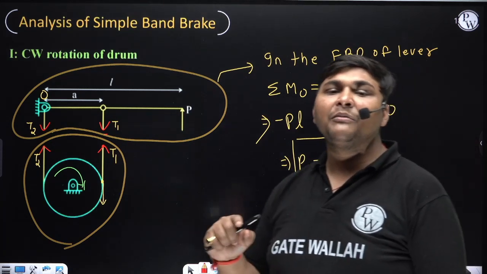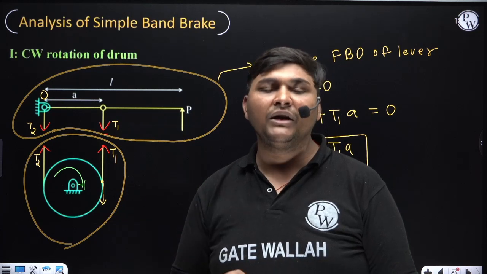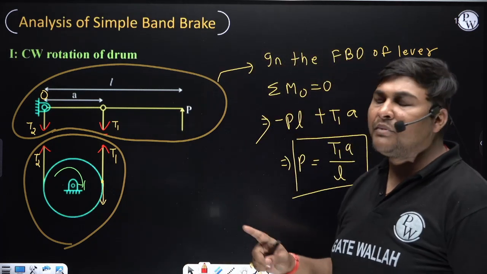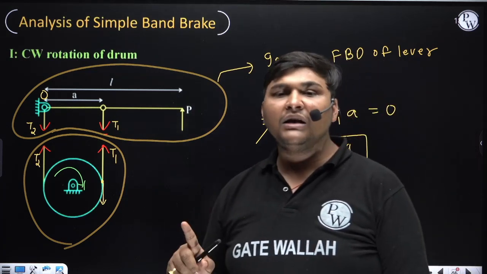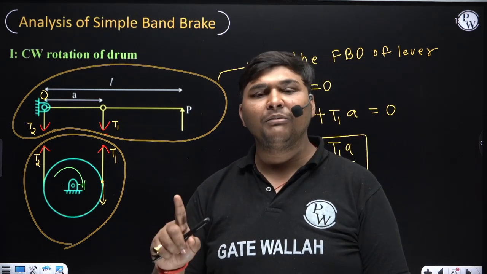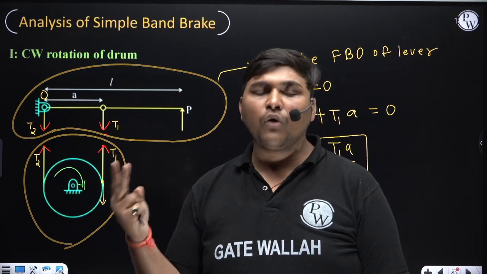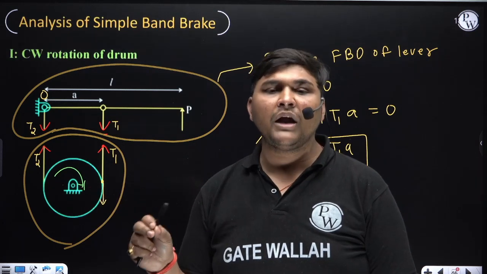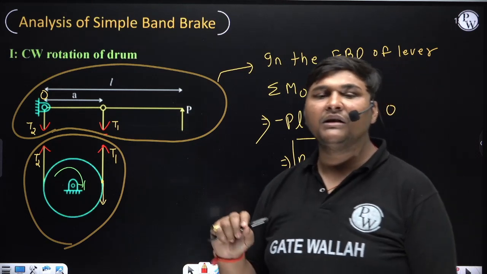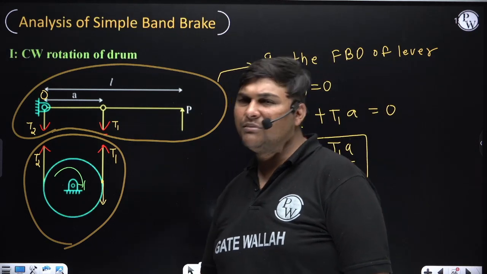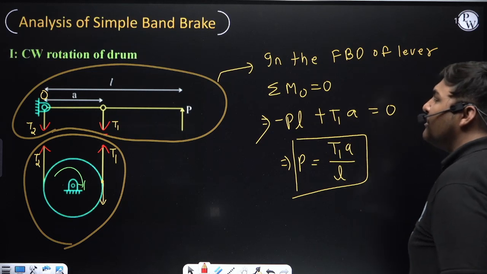Similarly, sometimes the examiner will give braking effort and ask about braking torque. So from the braking effort, we can find the relation between T1 and T2. One relation between T1 and T2 we already know, T1 by T2 equal to e to the power mu theta. From those two relations we can find T1 and T2, and then we can find braking torque by using the relation (T1 minus T2) into Ra. Very simple. Now we will try to make some conclusion.